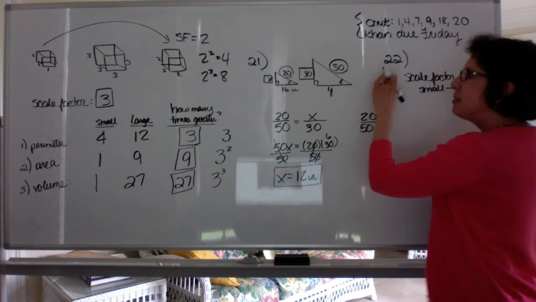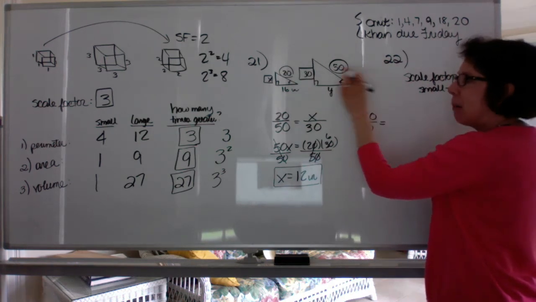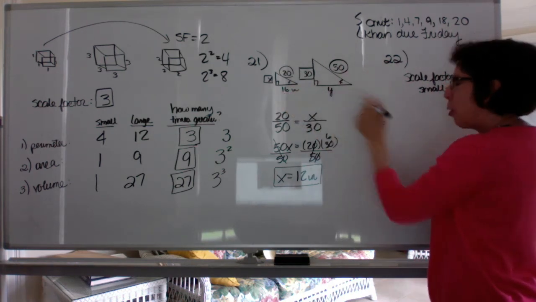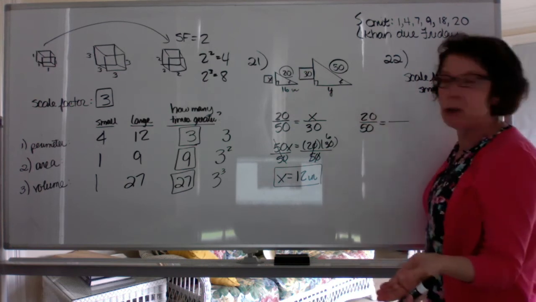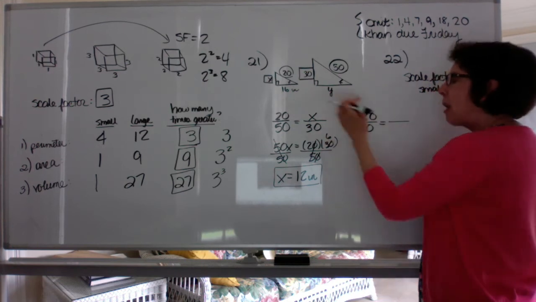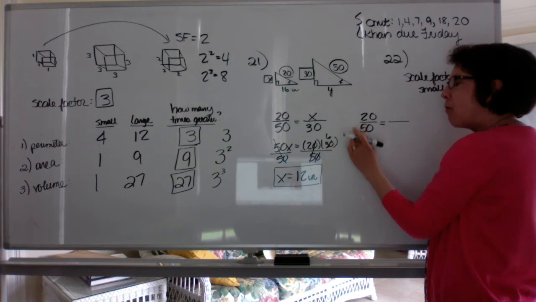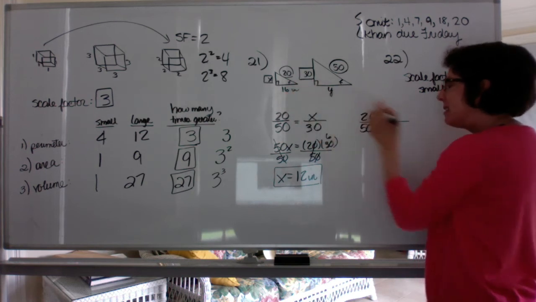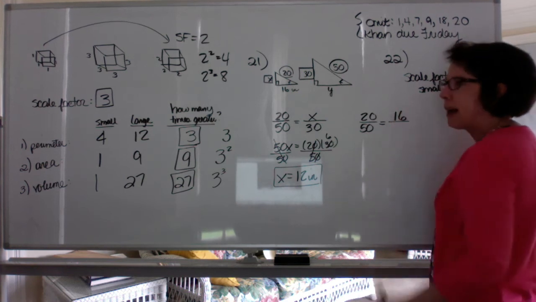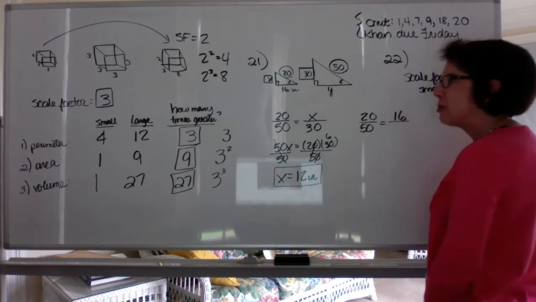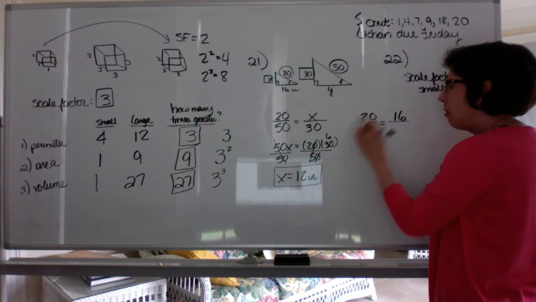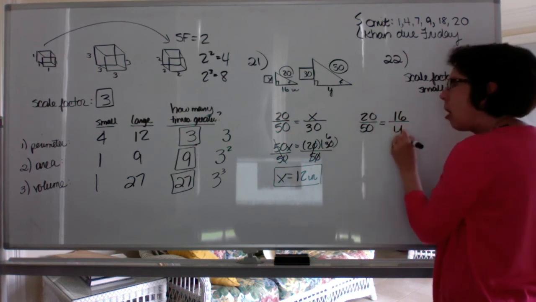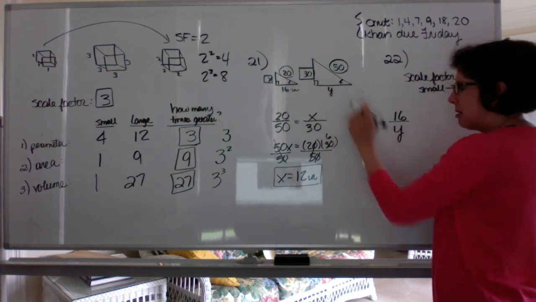Now 20 is to 50. Let's solve for y this time. And now I've got a 16 and a y. So which one goes in the numerator? I have to be careful here. Well, if I've got the 20 over the 50, small is to large, I've got to put my 16, goes with my small triangle. It also has to go in the numerator like the 20 did. Small is to large as small is to large because 16 corresponds to y.